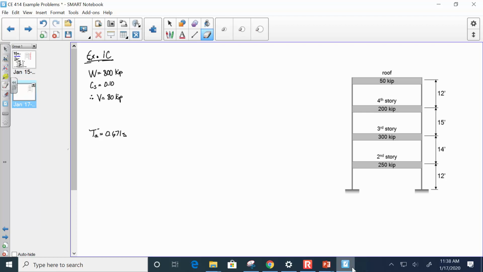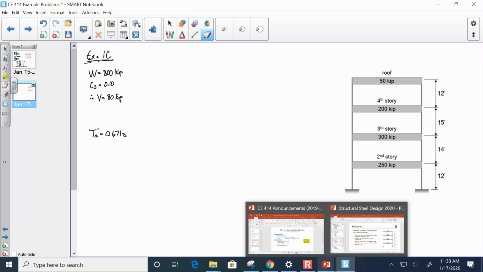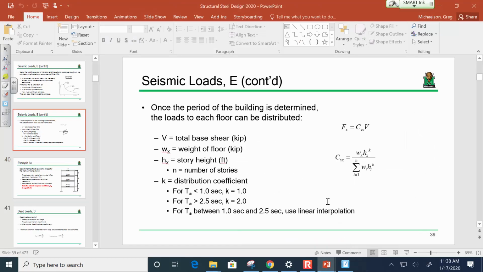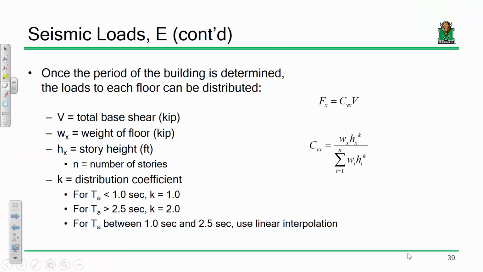Now, why that matters is because our base shears are distributed using this. And in order to distribute that, we need three things. We need the weight of each story, we need the height of each story, and then we need this distribution coefficient. So if our period is less than a second, what is the K value?